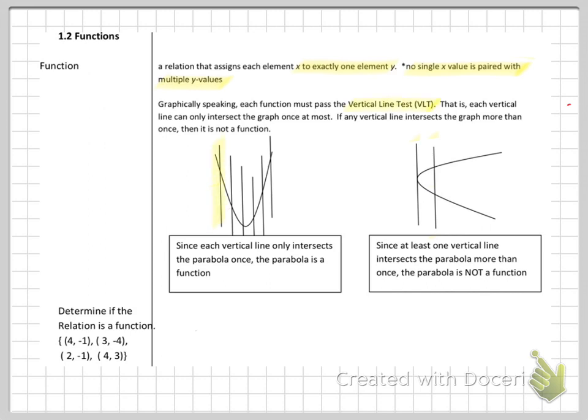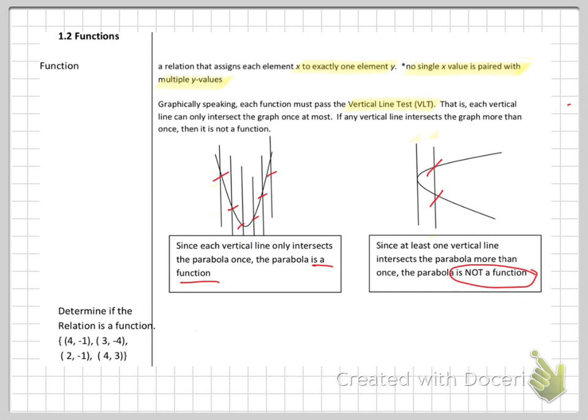If you draw or imagine an infinite number of vertical lines going through your graph, each line hits the actual graph one time. That means it is a function. As soon as you have a vertical line that hits twice, you know it is not a function. So graphically, you use the vertical line test.